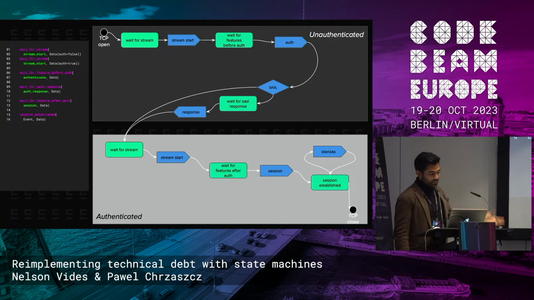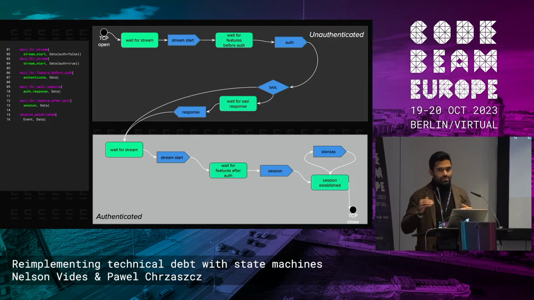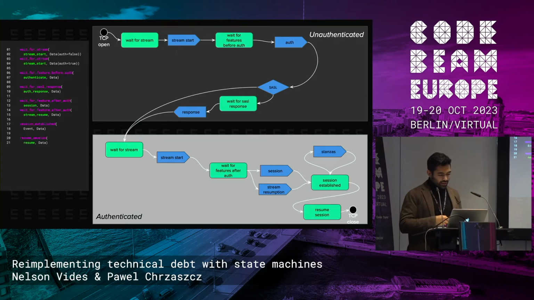So you have a state, wait for stream. Then it has two substates, if it is before or after authentication. And you wait for this event, and you have your data. You have the state, wait for features before, and you wait for a specific event. If everything is correct, you go to the next state, features after, and then you have the session established that just goes on a loop: you send messages, you stay on that state until you decide to close the connection. Now we go with the first extension.